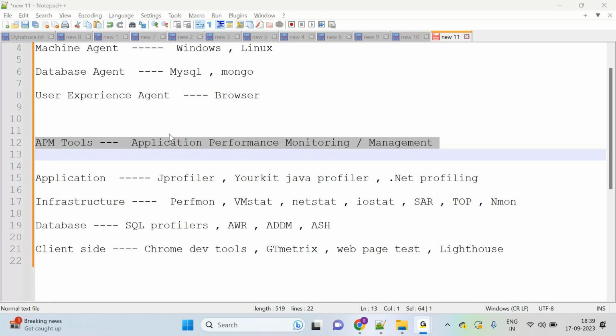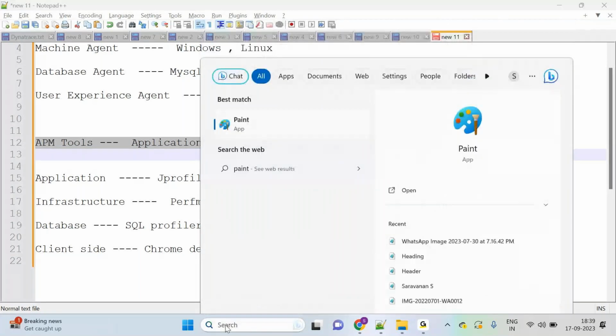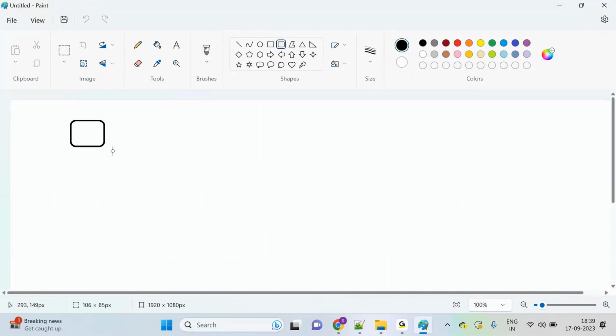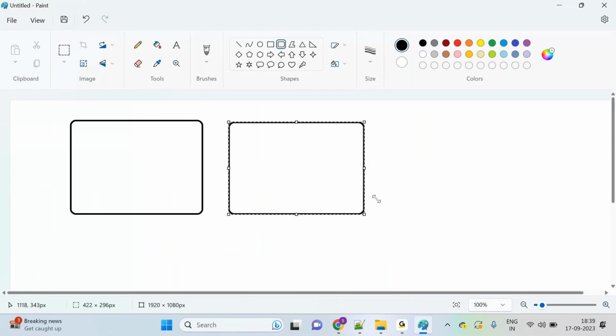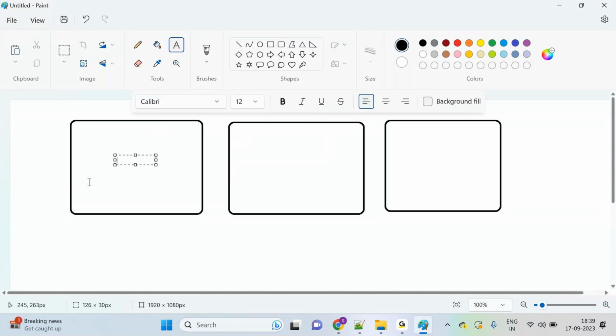Now, what are APM tools actually doing? If I simply draw a picture, say you have your browser layer, your app server layer, and your DB server layer.